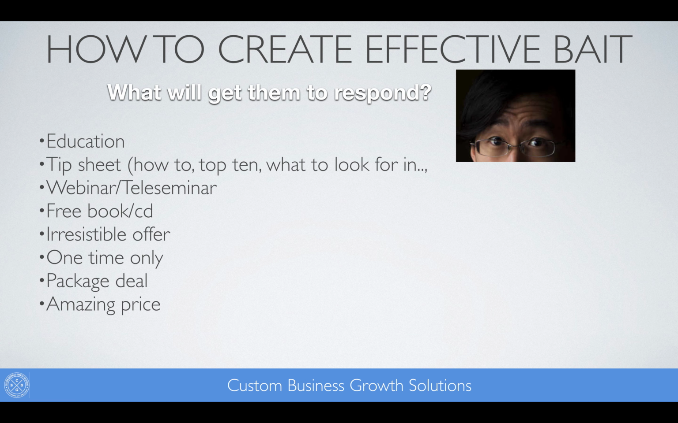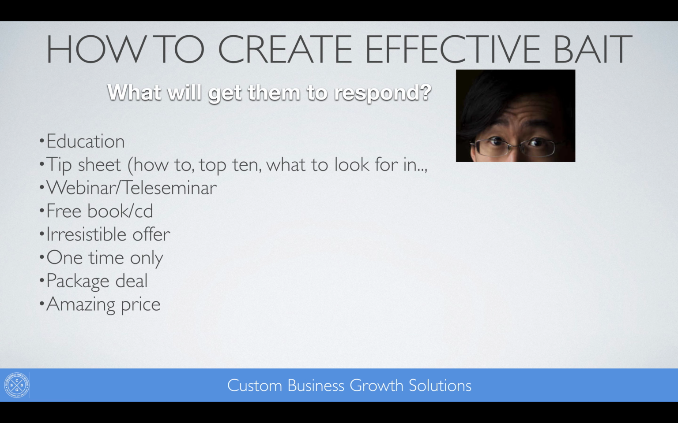Is it a tip sheet, a how-to, a top 10, or what to look for that we're going to offer them that they're going to want? Is it a webinar or teleseminar that they're going to be interested in to learn about this solution or this product that you have? Maybe we can offer a free book or CD, an irresistible offer of some type that you just can't say no to. I mean, I don't want to lose money on this deal, so I better take it.